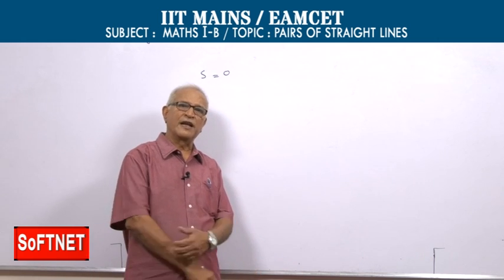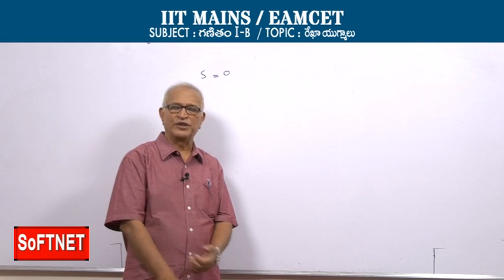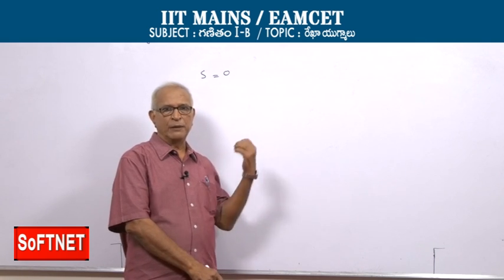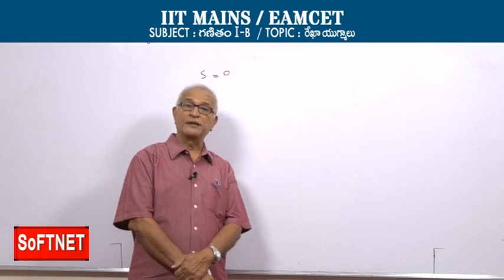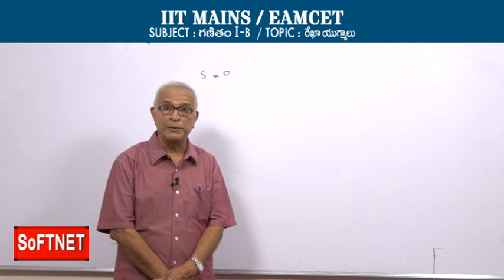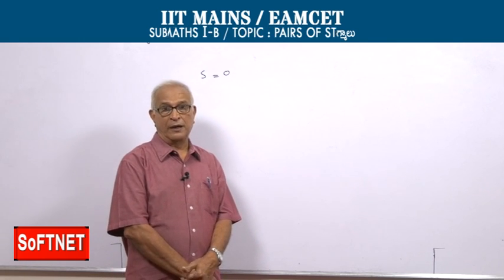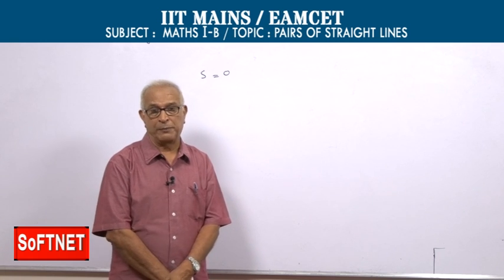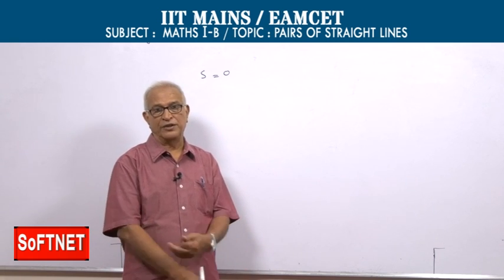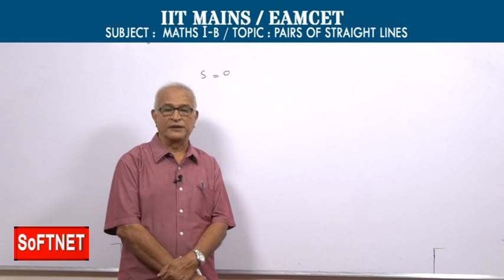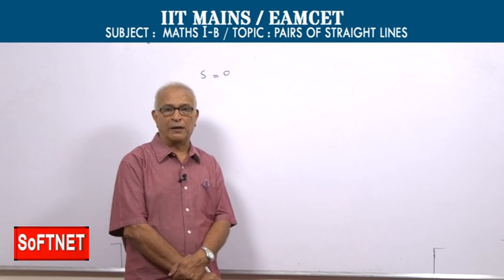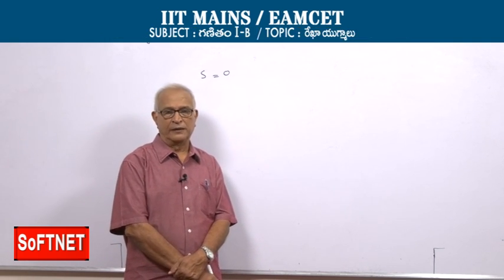Therefore, the conditions for the lines to be parallel and perpendicular are also the same. When the equation S equal to 0 represents a pair of lines and H square equal to AB, the lines are parallel. And when A plus B equal to 0, the lines are perpendicular. Well, that is same as the conditions for the lines represented by the homogeneous equation to be parallel or coincident and also perpendicular.